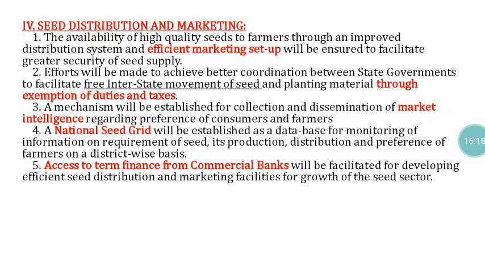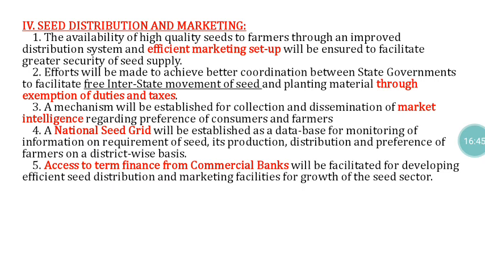Then the fourth one is seed distribution and marketing. This is another important one, and it also needs to be regulated. Whatever material is produced, either by the public sector or the private sector, it has to reach the farmers on time. Timely reaching of that material at affordable cost is very important. So in that angle, the fourth thrust area mainly deals with seed distribution and marketing.